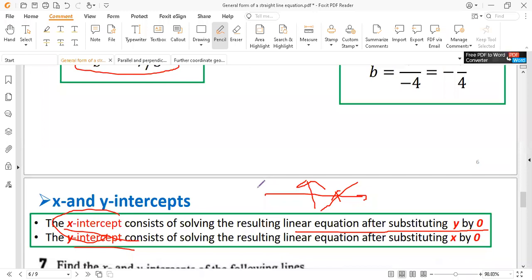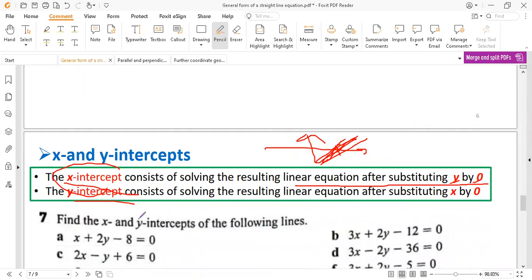And we know that all points of the x-axis have y as 0. So normally we substitute y equal to 0 in the equation of the straight line that we have to obtain, or to search for, the x-intercept.